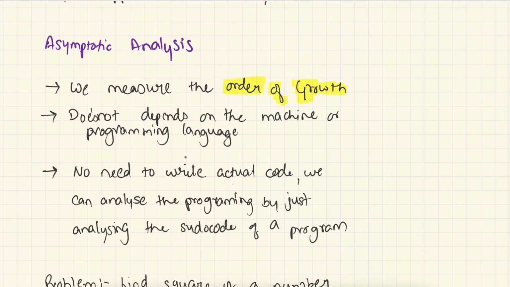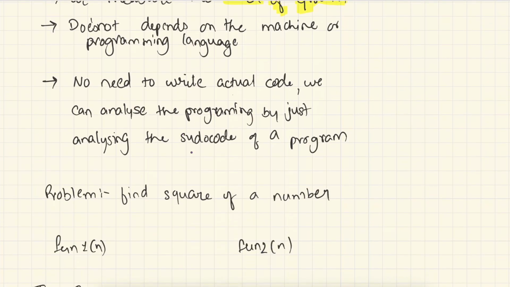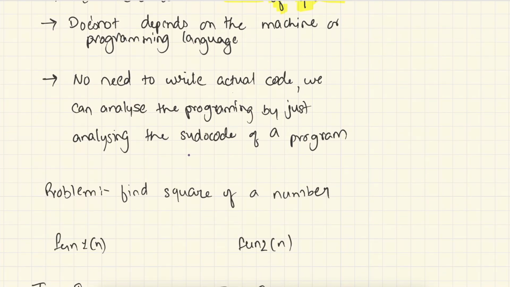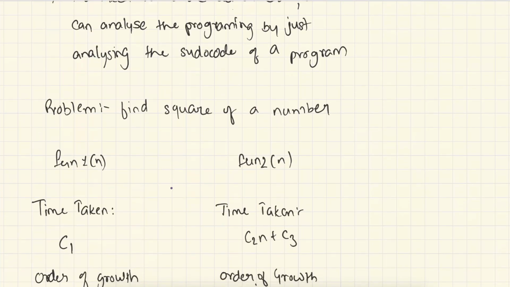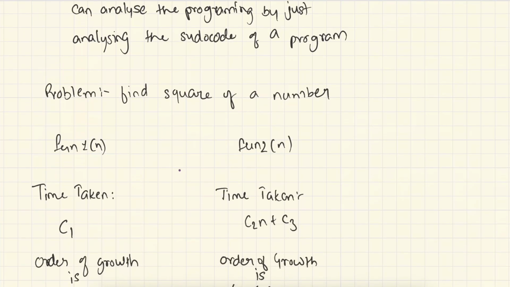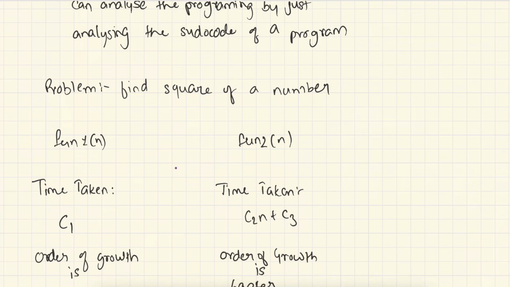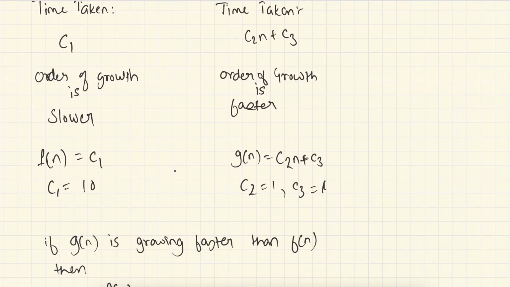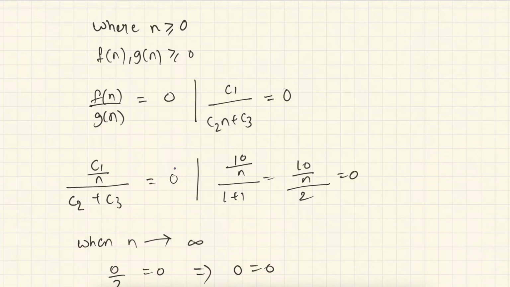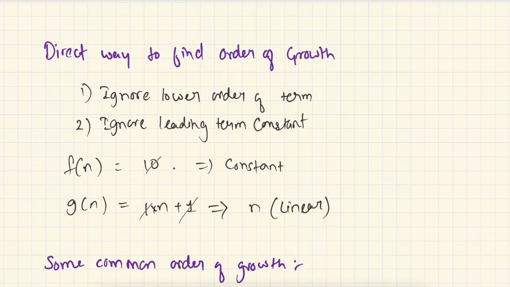This is what we do in asymptotic analysis. We first get the expression of the time taken by two algorithms, and then we calculate the order of growth of that function. And after calculating the order of growth of that function, we analyze which function is faster and which function is slower. Now, there is also a direct way to find order of growth.